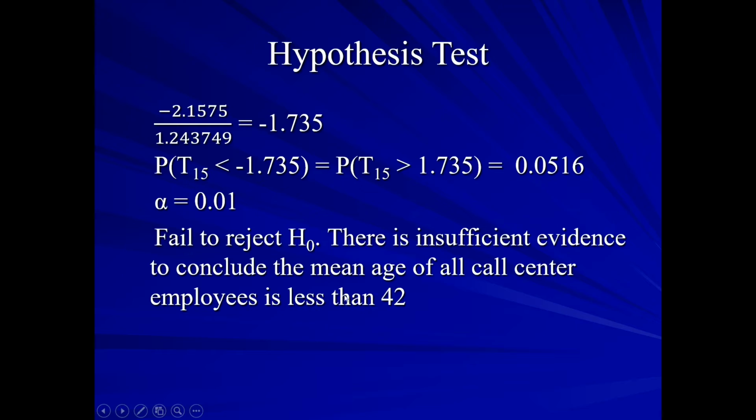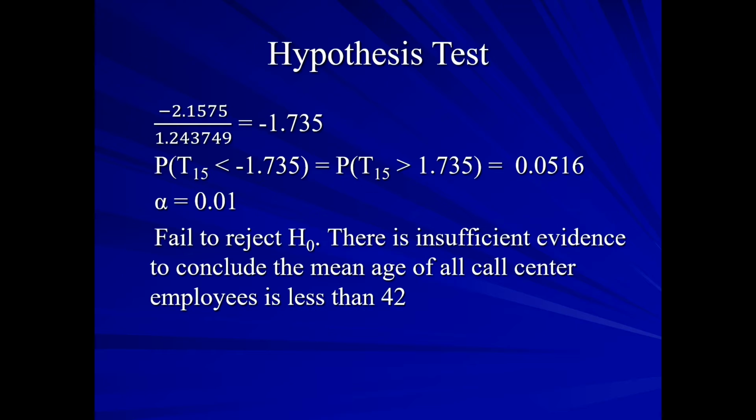This is our conclusion. Recall, our decision is based around the null: fail to reject the null. However, our conclusion is based around the alternative. There's insufficient evidence to conclude the mean age of all call centers is less than 42. Decision based around the null, conclusion based around the alternative.